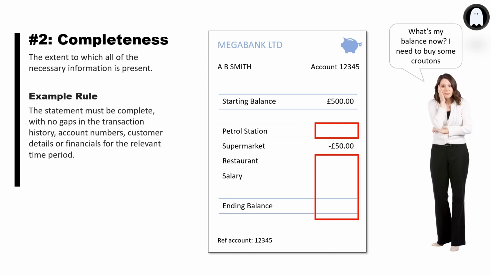Secondly, then we move on to completeness. In other words, is all the data that you need to be there actually there? If you have any gaps in your data, you're going to leave a customer very confused when they try to work out how much they've spent and what their current balance is. The information shown on the statement needs to be complete without any gaps in the numbers of the transaction history. For example, if a transaction is missed, the account total shown at the bottom of the page may not appear to add up. Our rule here is that the statement must be complete with no gaps in the transaction history, account numbers, customer details or financial information for the relevant time period.